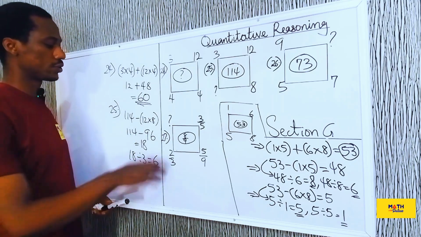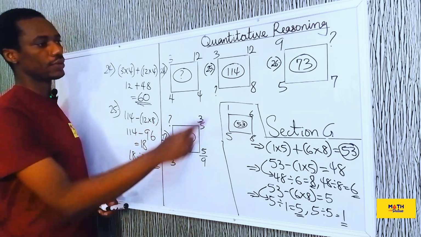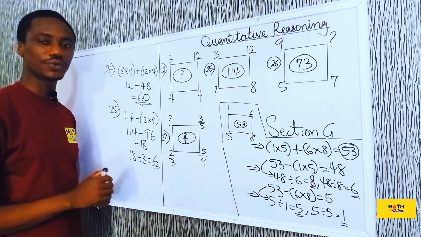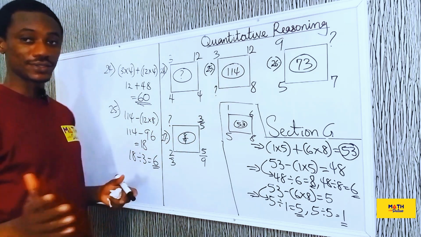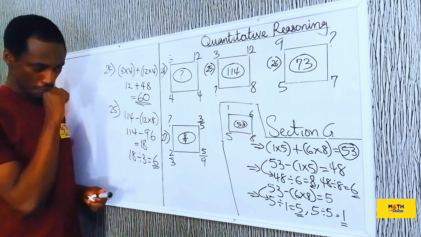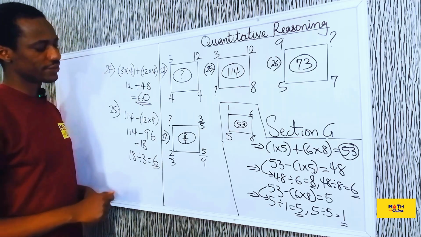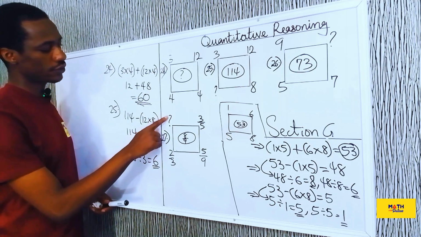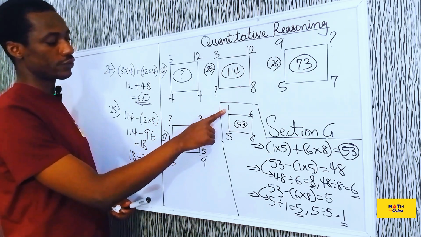Okay. And then I want us to deal with the fraction together. I'm leaving question number 26 for you to handle, and I would like to see your answer in the comment. But let's take 27 together. So for question number 27, we're looking for this part, and that's in place of 1.